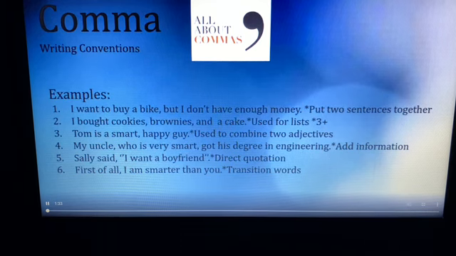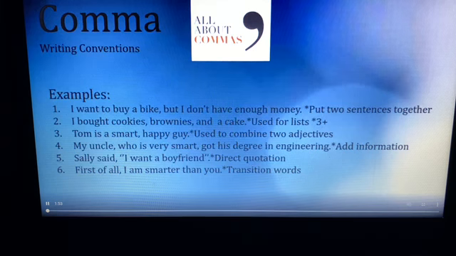Now for lists of 3, for example, I bought cookies, comma, brownies, comma, and a cake. Now for these commas, you would need to put a comma before and, because that's the way it is.